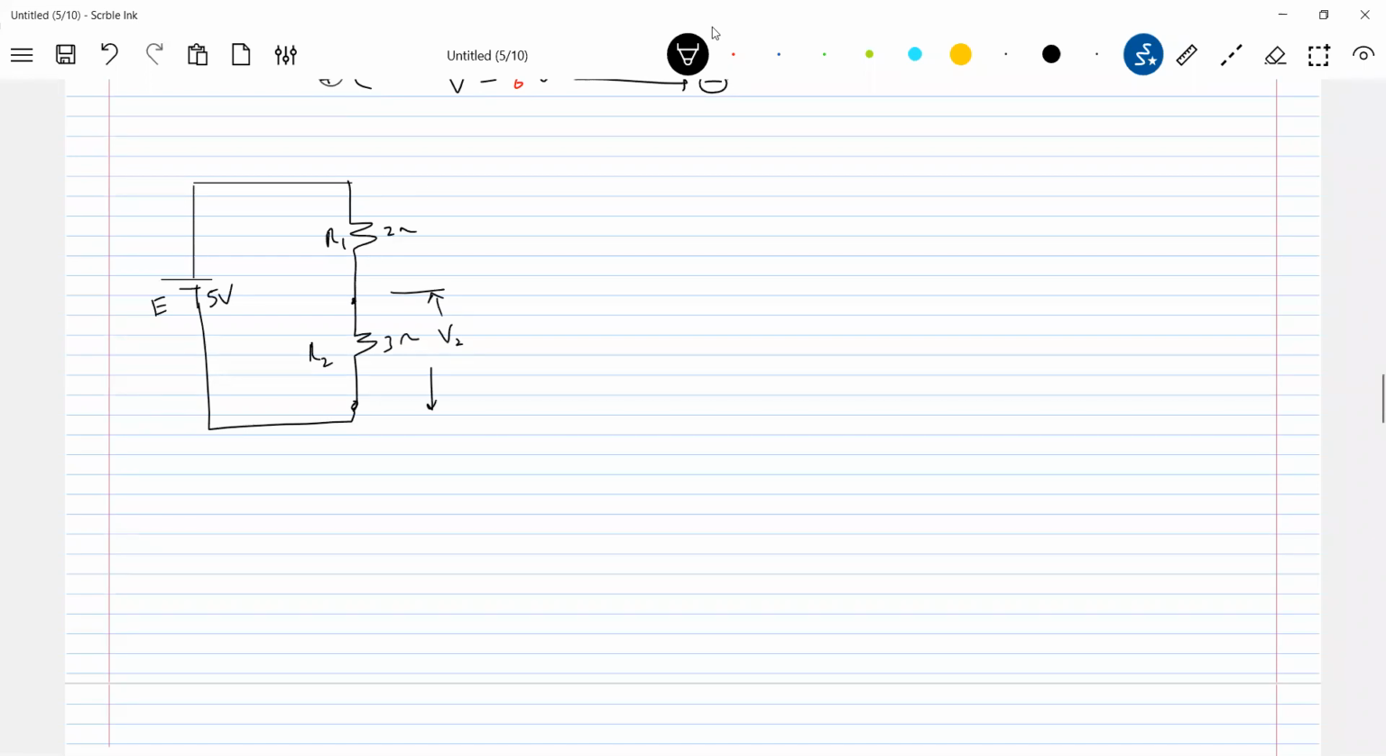We are interested in the drop V2. From the potential divider formula, V2 is equal to E into R2 by R1 plus R2. E is 5, R2 is 3, divided by 5, so 3 volt. This is the theoretical value. Now let me introduce a voltmeter.